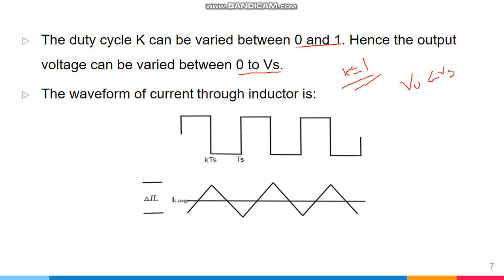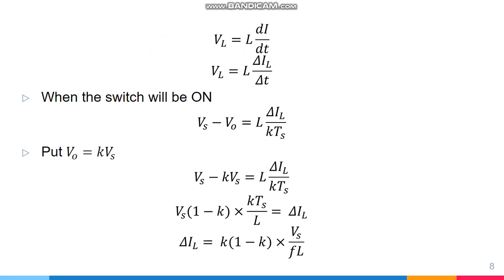This is the average value of current through the inductor. When the switch is on, the current through this inductor will rise linearly, and when the switch is off, in the period from kTs to Ts, the inductor will discharge, and the total ripple across this inductor is delta IL. You know that the voltage across the inductor can be shown as VL is equal to L di by dt, or VL is equal to L delta I by delta t.